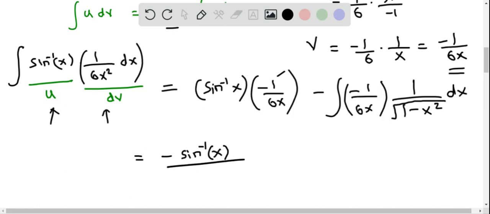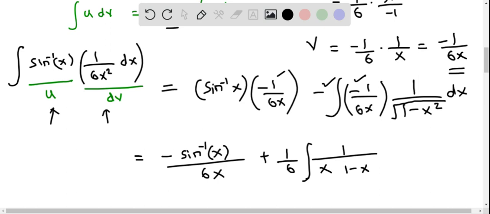In fact, we can put a bracket over 6x, and then we have to multiply the negatives. That is, negative times negative is positive, and I can factor out 1 over 6 and then put only the terms with x. So therefore it is the integral of 1 over x times the square root of 1 minus x squared dx. Now we put this integration constant c.